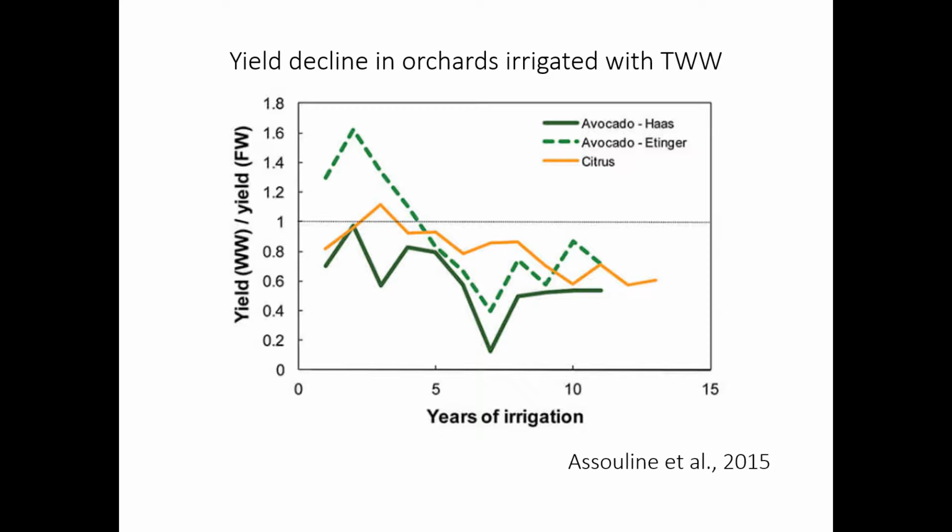You can see here on the y-axis the ratio between yield with treated wastewater and the yield with fresh water. A value of 1 means that there's no change. If we go below 1, it means there's a reduction in the yield of the trees. And on the x-axis, you can see the years since we switched to irrigation with treated wastewater. So the longer we irrigate with treated wastewater, you can see a very clear decline in the yields. Here is for avocado and citrus.